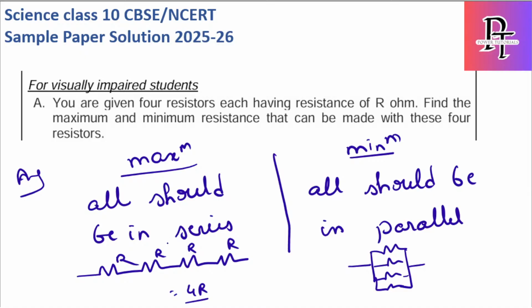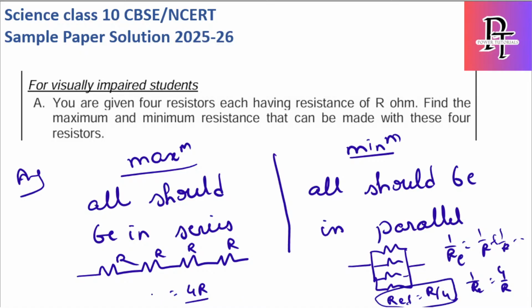Check again, Hafiz. Minimum value. Yes, Ram, you are correct. Minimum is R by 4, not 4 by R. Okay. For minimum, 1 by R effective is equal to 1 by R plus 1 by R plus 1 by R plus 1 by R, so 1 by R effective is 4 by R. But I want R effective, not 1 by R effective. So R effective is R by 4. So minimum is R by 4, and R max is 4R.